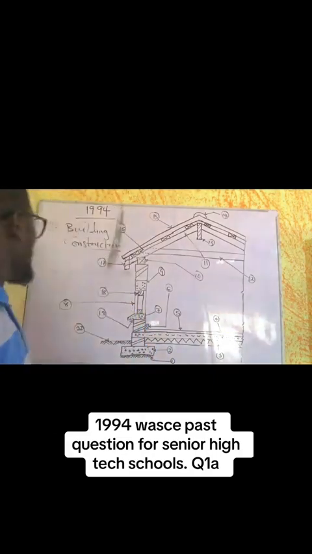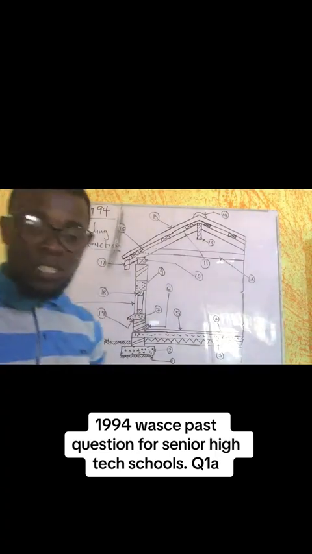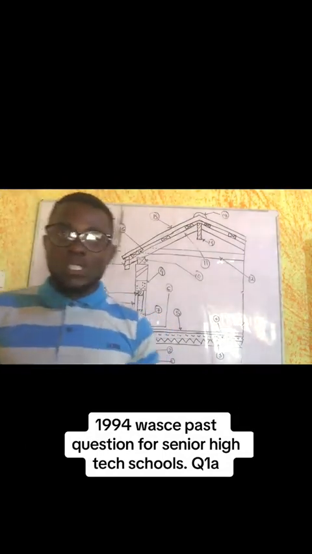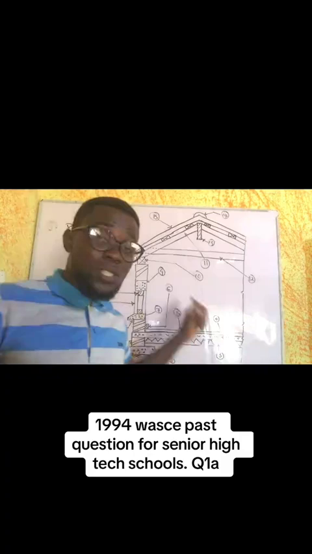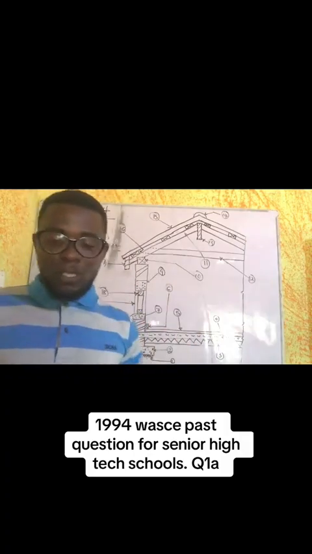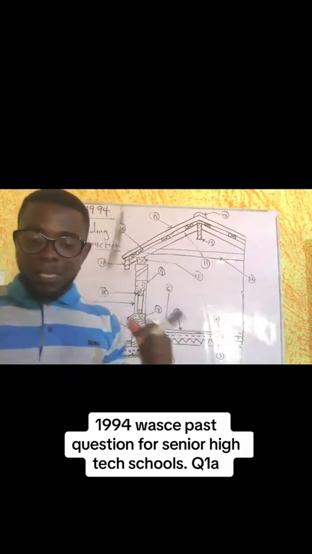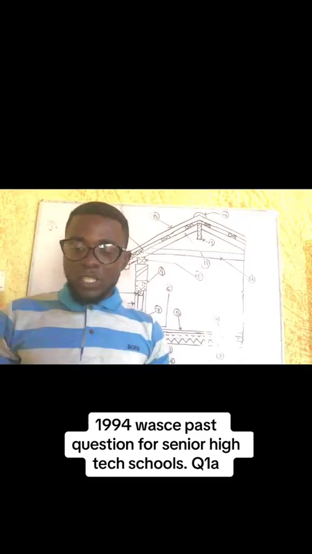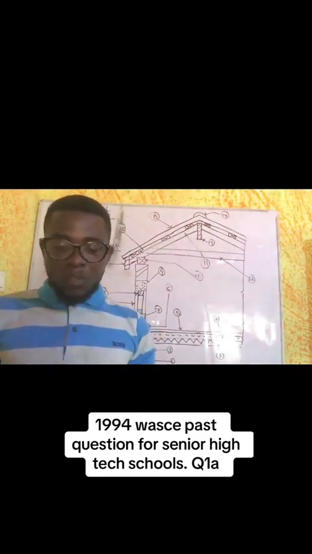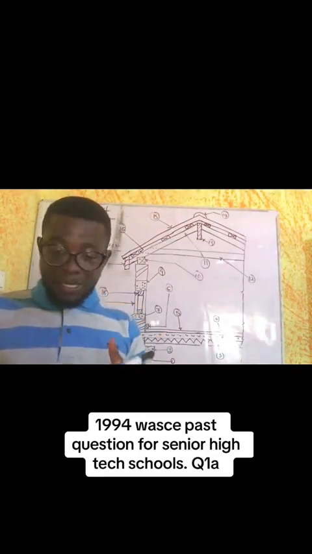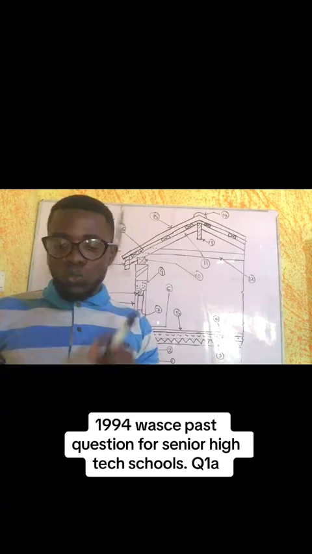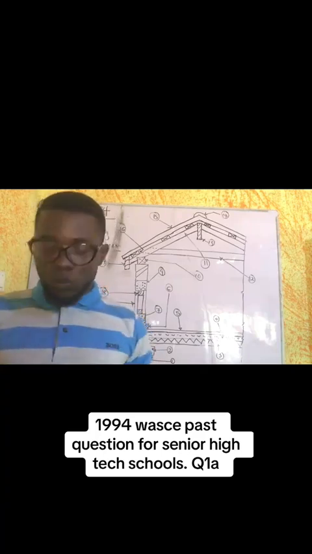Let's go on. So building construction, which I said is 1994, and the question says in Fig 1. So this is Figure 1. It shows in parts a cross section through a single story domestic building.